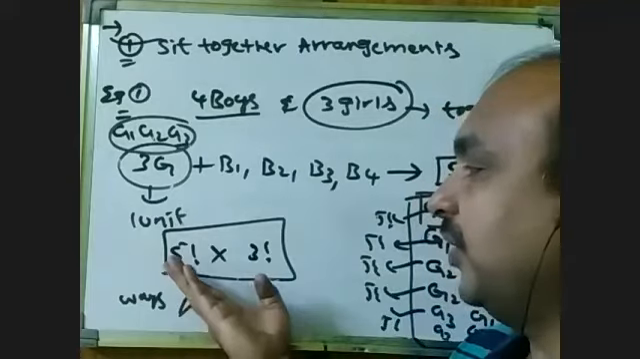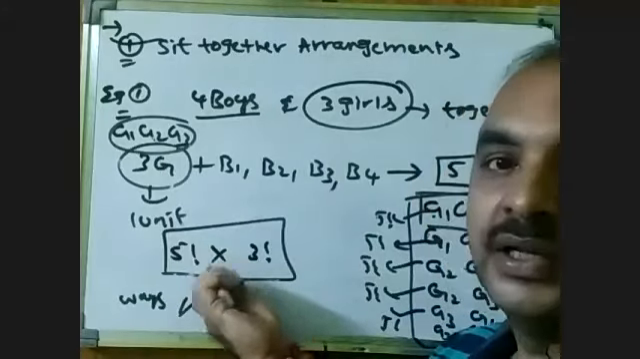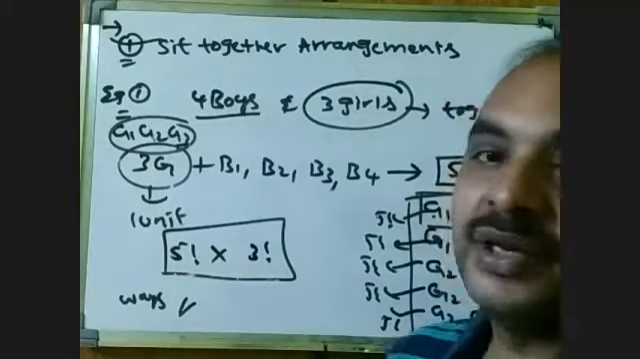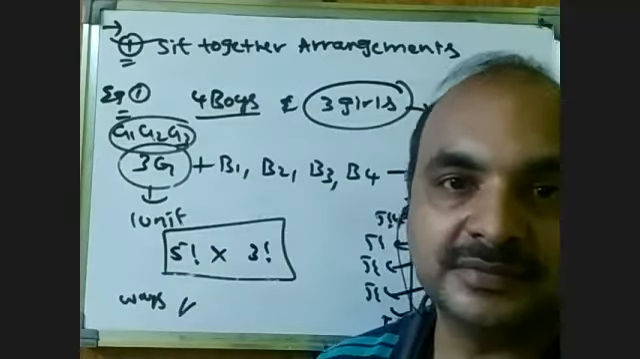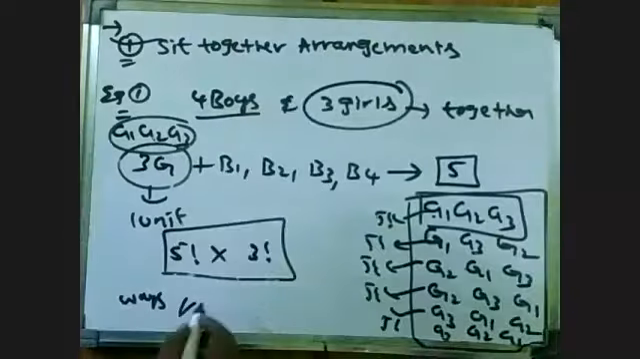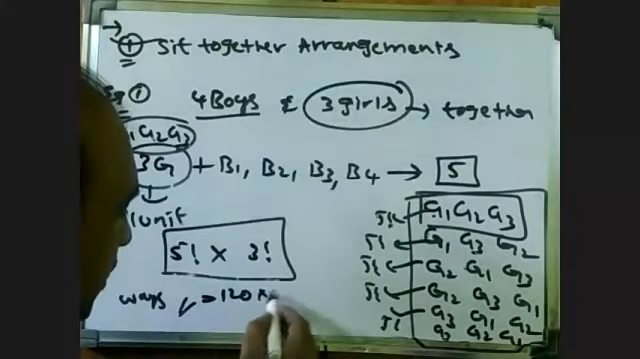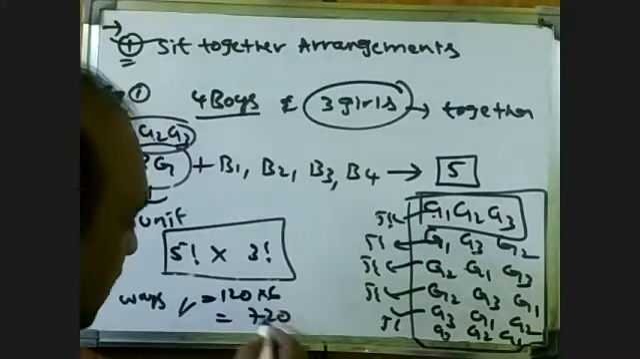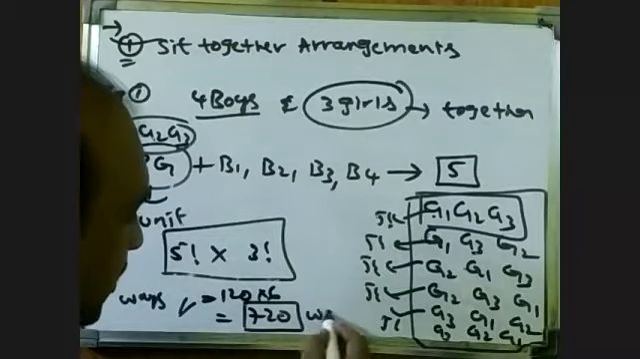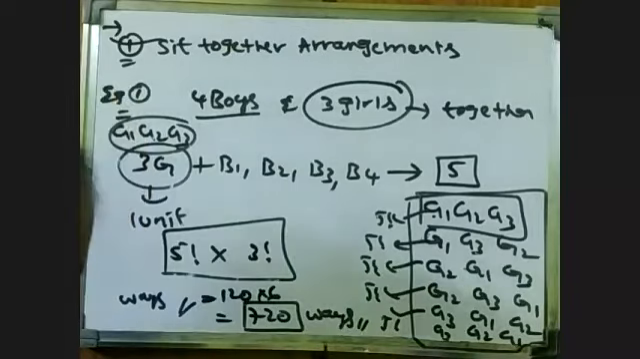This is what you get: 5 factorial into 3 factorial ways you can do it. 5 factorial, you already know, is 120, into 6. Total, there are 720 ways we can do it. That's it.